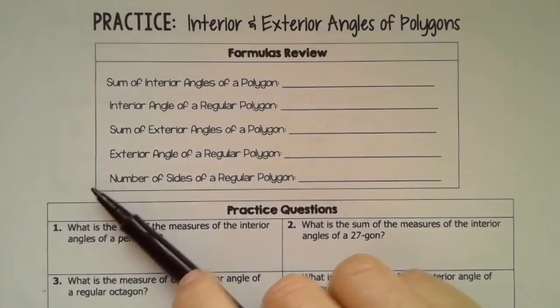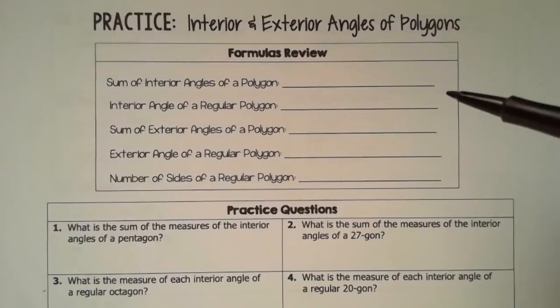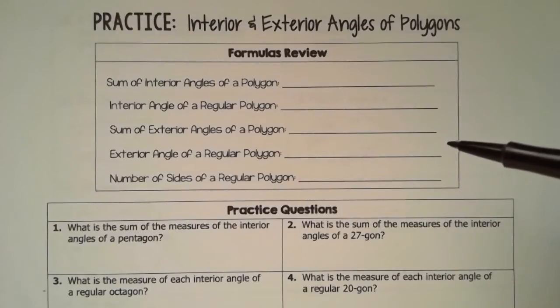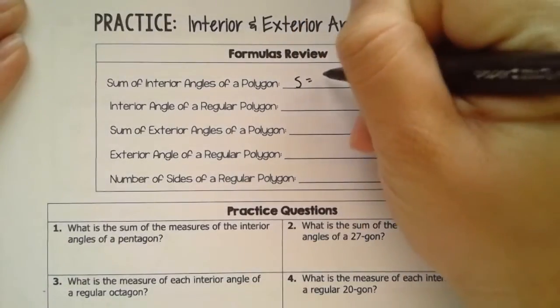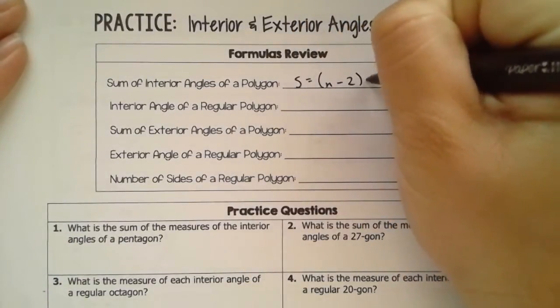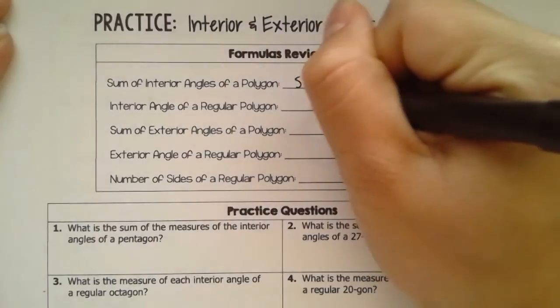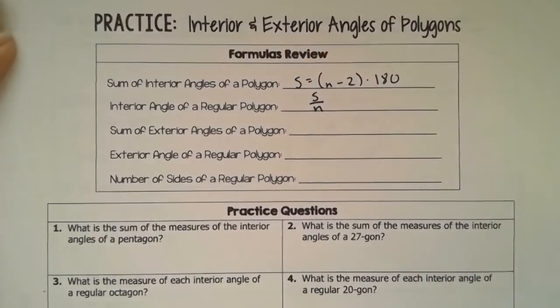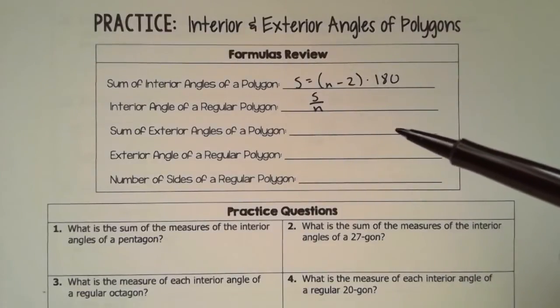This first box is a formulas review. Hopefully you were able to fill in all of these except maybe the last one, pulling straight from your notes that we took on day 1. So the sum of interior angles of a polygon is S equals n minus 2 times 180. The interior angle of a regular polygon is S divided by n, S being the sum of interior angles of a polygon and n being the number of sides.